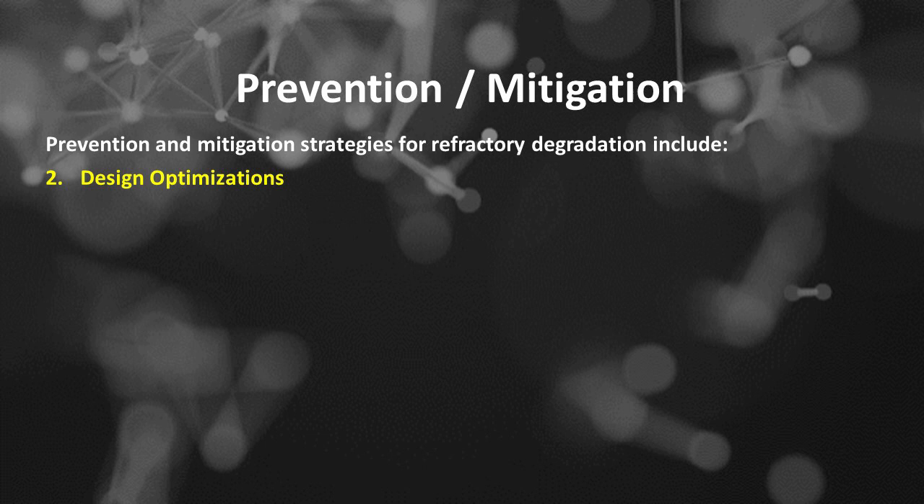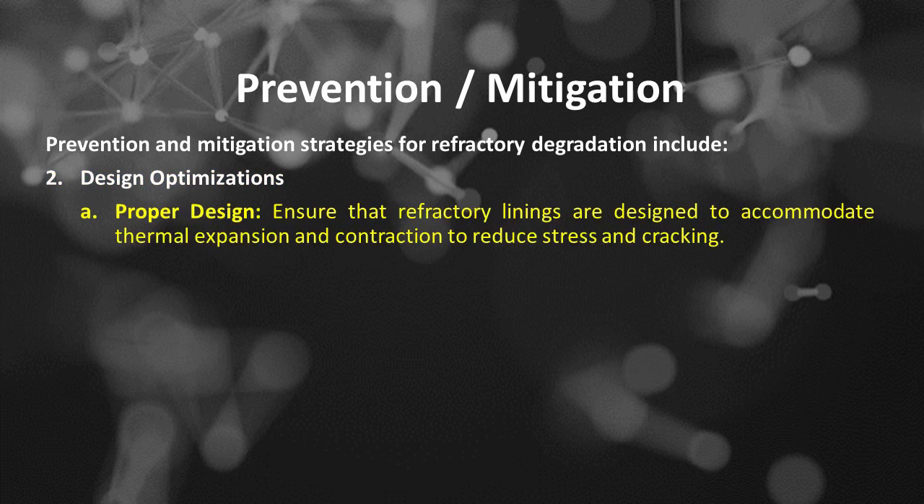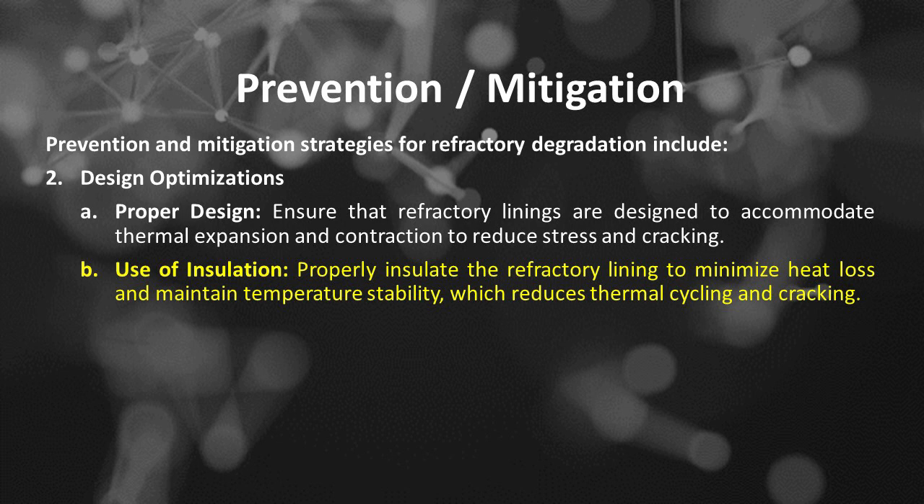Number 2 of prevention and mitigation strategies for refractory degradation is design optimizations. A: proper design. Ensure that refractory linings are designed to accommodate thermal expansion and contraction to reduce stress and cracking. B: use of insulation. Properly insulate the refractory lining to minimize heat loss and maintain temperature stability, which reduces thermal cycling and cracking.